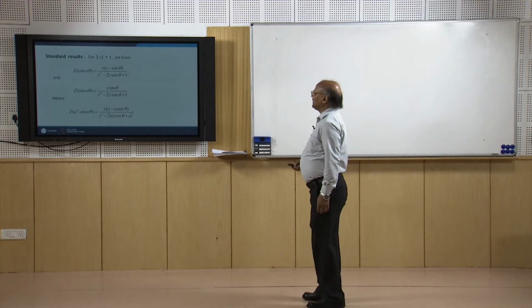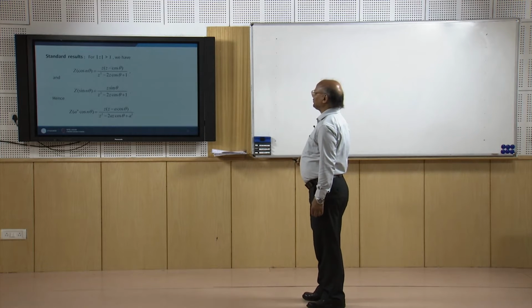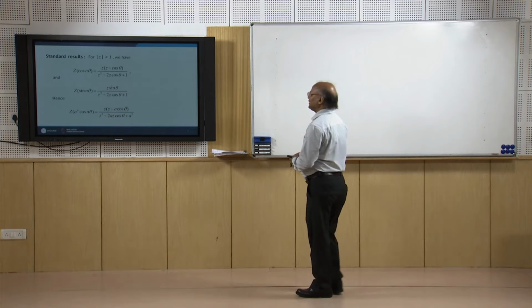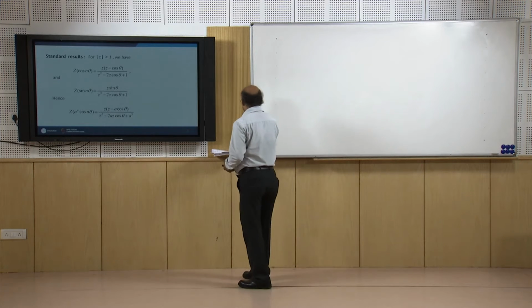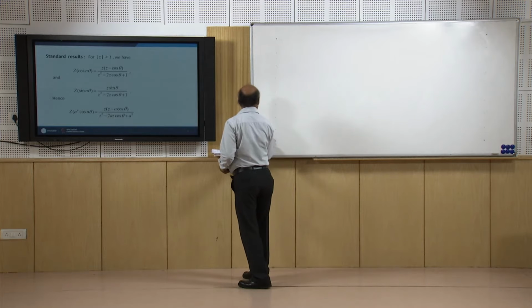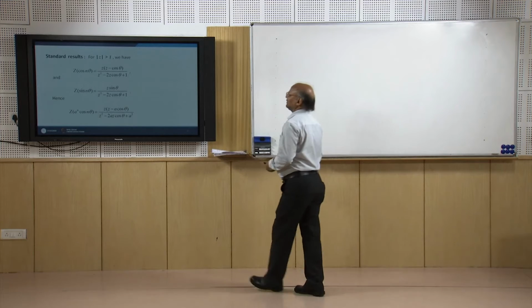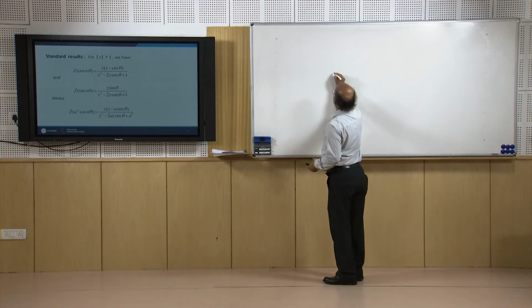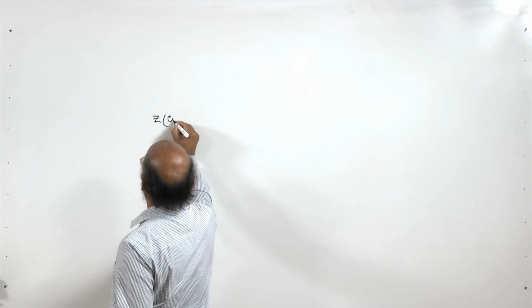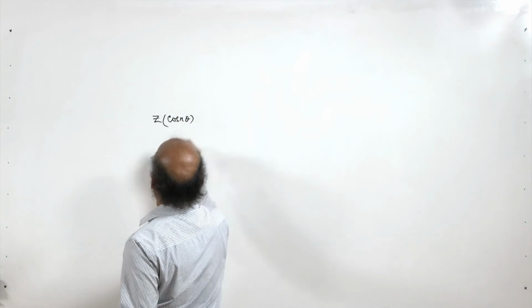In the last lecture we had obtained the values of Z operating on u_n equal to n and Z operating on u_n equal to n square. So now we will talk about Z operating on cos n theta. Okay. So let us suppose we have to find Z of cos n theta.